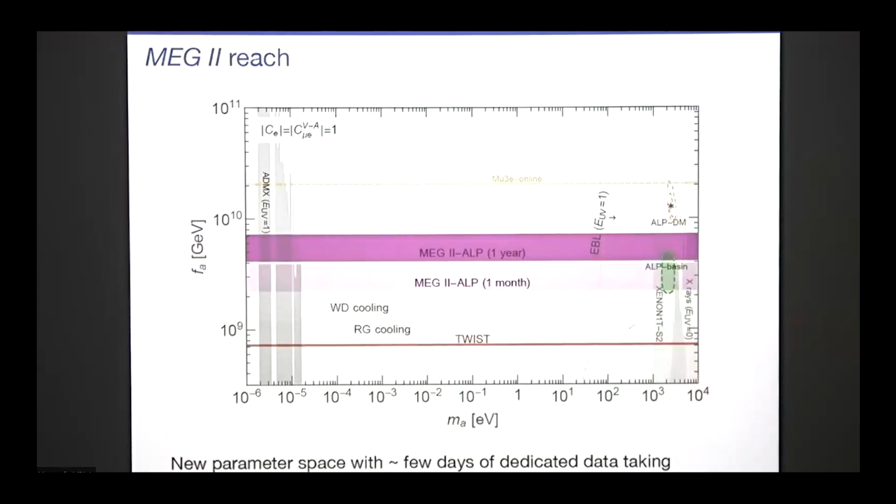And so we make a bit of an estimate here of what type of reach you would get. This is the existing TWIST bound. These white dwarf and red giant bounds are model dependent, because we also turned on the electron coupling. So you're really comparing with TWIST here, and this is what you'd get for 1 month and 1 year of running in this type of configuration.